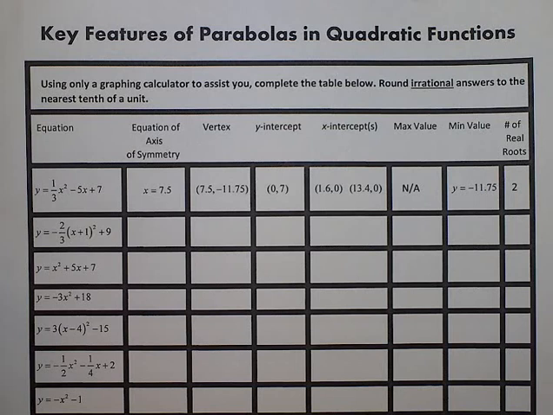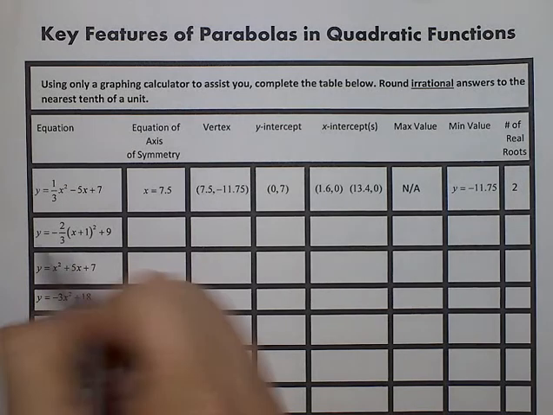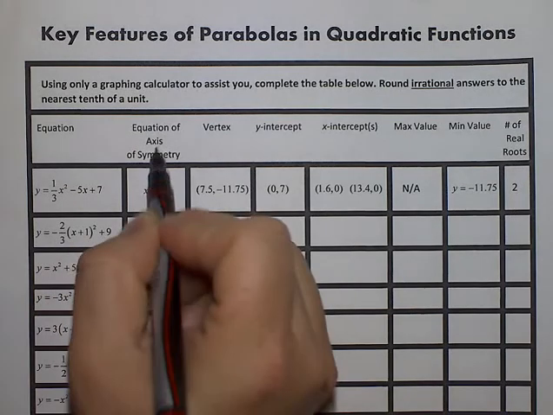Key features of a parabola, and we are going to use a graphing calculator when needed. So using only a graphing calculator to assist you when needed, complete the table, rounding irrational numbers to the nearest tenth of a unit. Okay, here we go. Here's an example of how to do the first one. Here's our second one. What is the equation for the axis of symmetry?